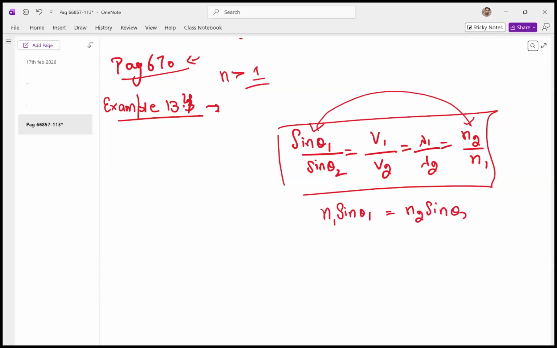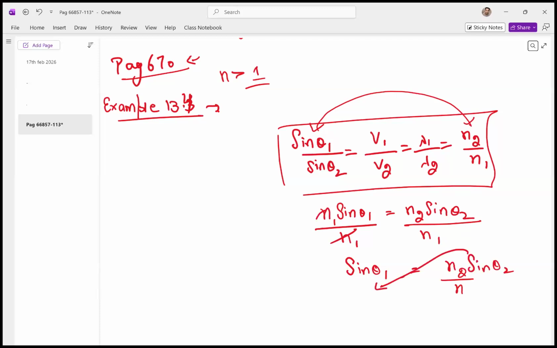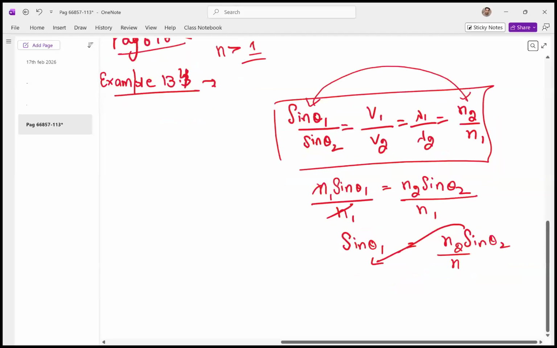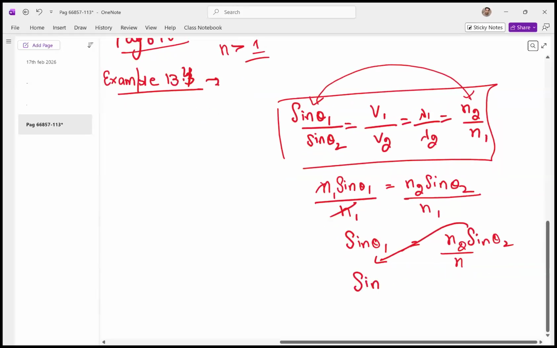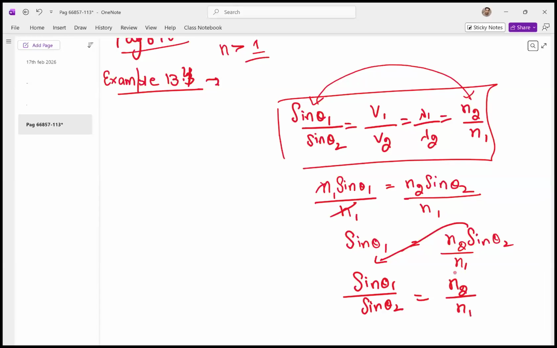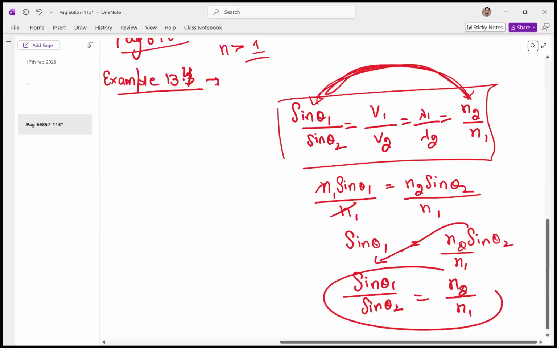That's what I said. Now if I rearrange the terms, I can write it as n2 divided by n1, here n1, and it cancels out. I can write sine theta 1 equal to n2 upon n1 and sine of theta 2, and this sine theta 2 is going to go on the bottom of the first term. I can write it as sine theta 1 upon sine theta 2 equal to n2 upon n1. So this makes Snell's law.